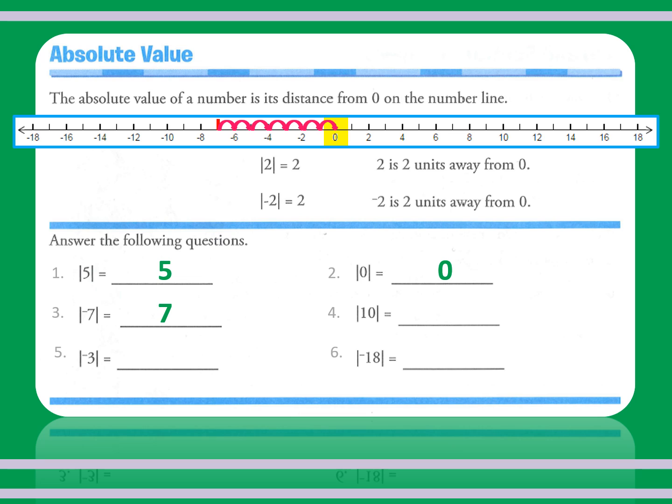Question number 4. 10 is a positive number. It is on the right side of 0. It is located here on the number line, and it is 1, 2, 3, 4, 5, 6, 7, 8, 9, 10 units away from 0. So its absolute value is 10. Negative 3 is located here on the number line, and it is 3 units away from 0, so its absolute value is 3. Negative 18 is located here on the number line, and it is 18 units to the left of 0, because it is a negative number, but it is 18 units away, so we write positive 18.